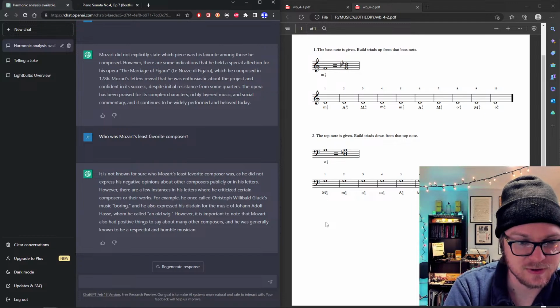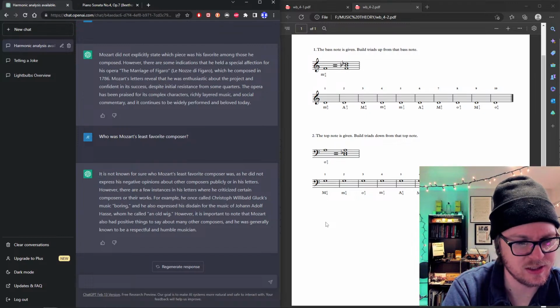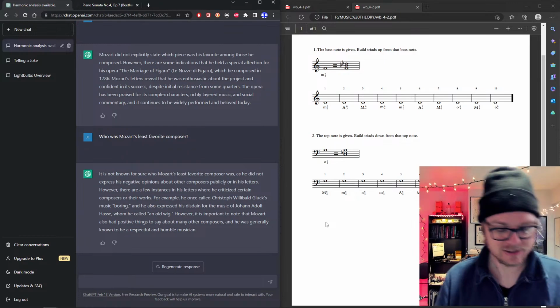Okay. It says Mozart was not known for a least favorite composer, or did not express negative opinions about any other composer publicly in his letters. However, there are a few instances in his letters where he criticized certain composers or their works. For example, he once called Christoph Willibald Gluck's music boring. Wait a minute. And he expressed disdain for the music of Johann Adolf Hasse. I actually do not know whom he called an old wig. I don't know if that's true or not. That Mozart also had positive things to say about many other composers, and is generally known to be a respectful and humble musician. Humble's a strong word. I don't know if he was that humble. He definitely knew he was good. But this is very. Let's ask about other composers.